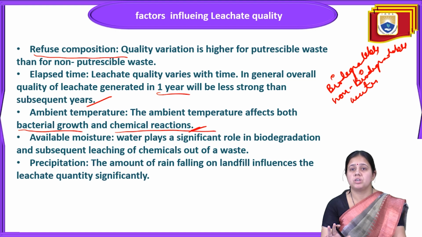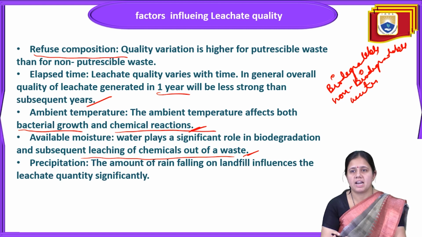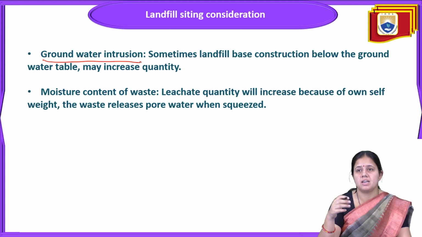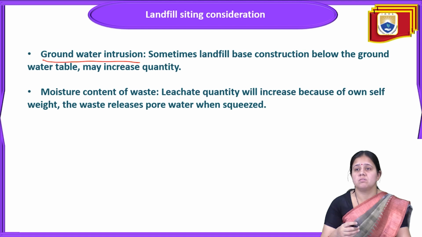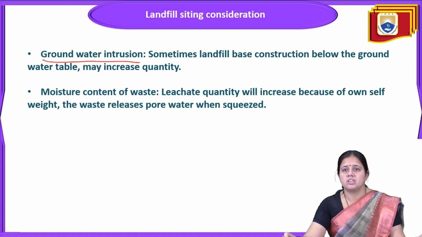Available moisture: what is the total moisture available? Water plays a significant role in the biodegradation and subsequent leaching of chemicals from the waste. Precipitation: the amount of rain falling on the landfill influences the leachate quantity significantly. Then what are the landfill site considerations? Next is groundwater intrusion. Sometimes landfill base construction below the groundwater table may increase the quantity and the moisture content of the waste. Leachate quantity will increase because of its own self weight, and the waste releases pore water when squeezed. So the groundwater intrusion and the moisture content of the waste are all connected with leachate generation and quantity.